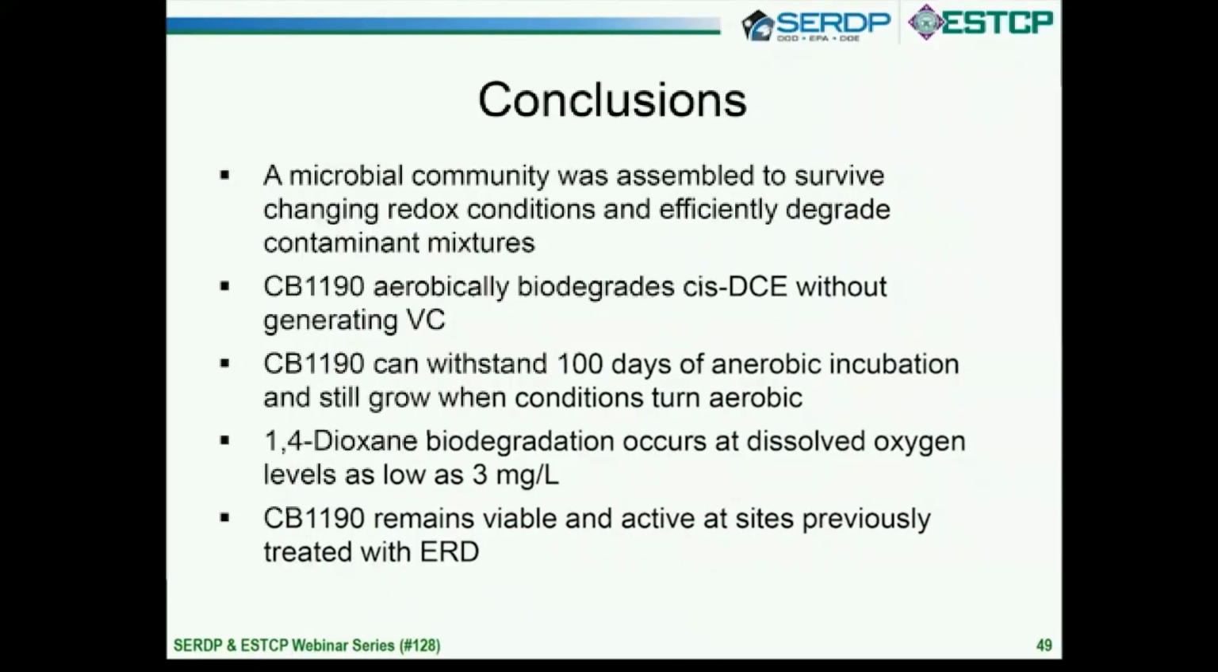So just let me remind you what I just described. It was a one-year project. We assembled a microbial community that is able to survive changing redox conditions and efficiently degrade CVOCs and dioxane. So that's a KB1 CB1190 combo. So CB1190, now we know, aerobically degrades cis-DCE, and there's no chance of forming vinyl chloride because the reaction's aerobic. Cis-DCE, as does dioxane, gets mineralized to carbon dioxide.